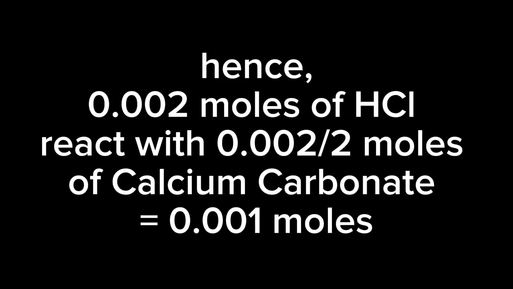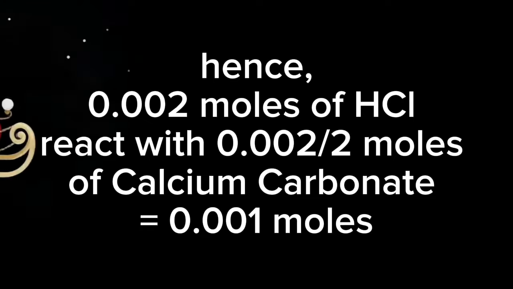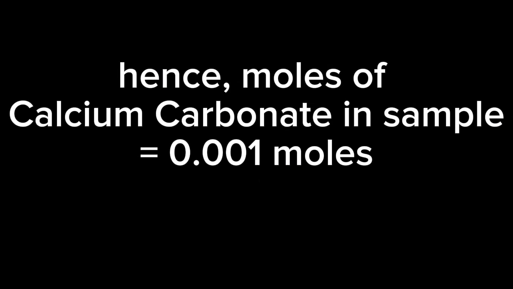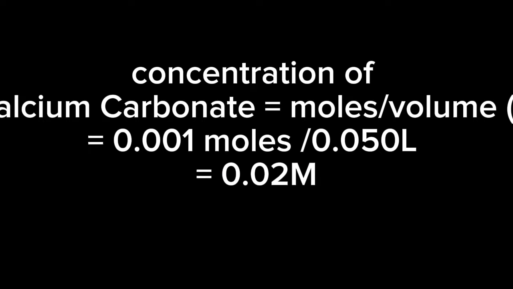Hence, 0.002 moles of HCl react with 0.002 divided by 2 moles of calcium carbonate, which is equal to 0.001 moles. Hence, the number of moles of calcium carbonate in the sample is 0.001 moles. Now, the concentration of calcium carbonate can be calculated as moles over volume in liters.